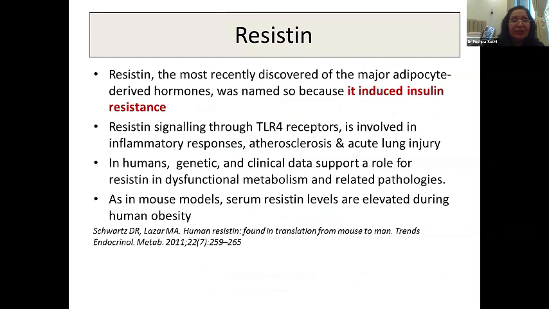Now coming to resistin. Resistin, the most recently discovered of the major adipocyte-derived hormones, was named so because it induced insulin resistance. Resistin signaling through the TLR4 receptors is involved in inflammatory responses, atherosclerosis, and acute lung injury. In humans, genetic and clinical data support a role for resistin in dysfunctional metabolism and related pathologies. As in mouse models, serum resistin levels are elevated during human obesity.